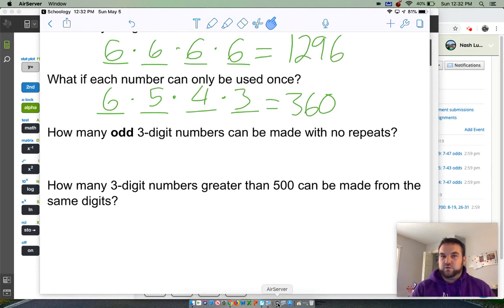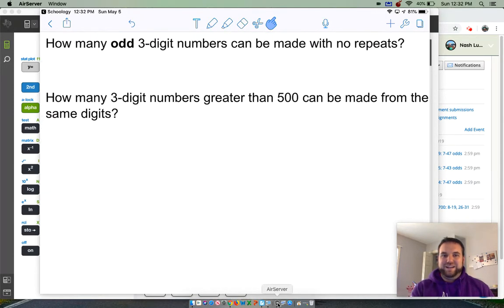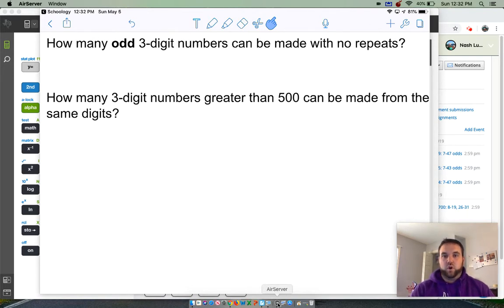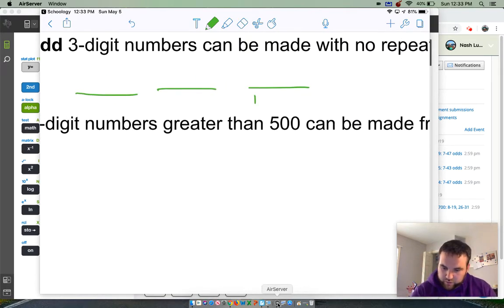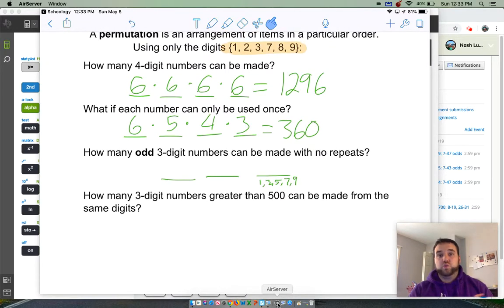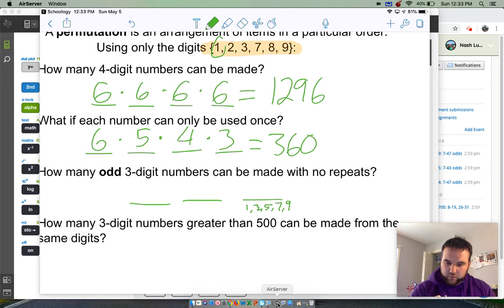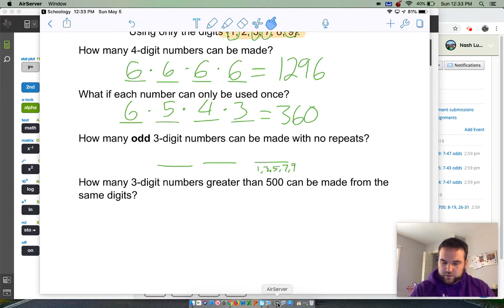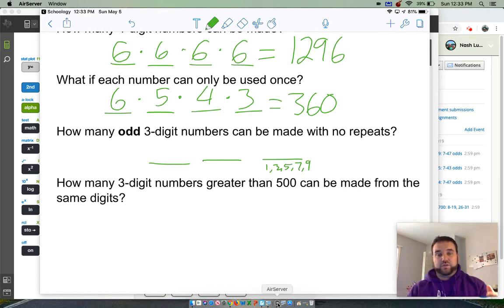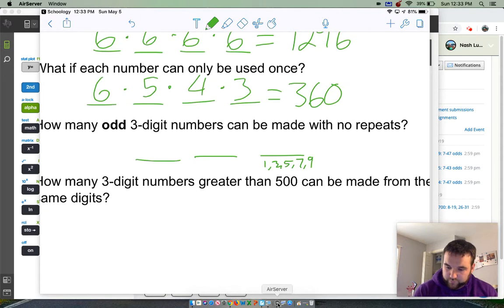And now this is where it gets interesting, and it's going to take a little bit of practice with these last two problems. How many odd 3-digit numbers can be made with no repeats? The fact that a number has to be odd means you look at just the last digit, right? An odd number has to end with 1, 3, 5, 7, or 9. But I can't choose 5 because the only odd ones I'm working with are 1, 3, 7, and 9. So that means I have to choose the last digit first. I have 4 possibilities because 5 was not one of my options.